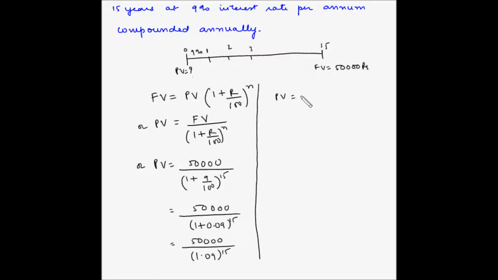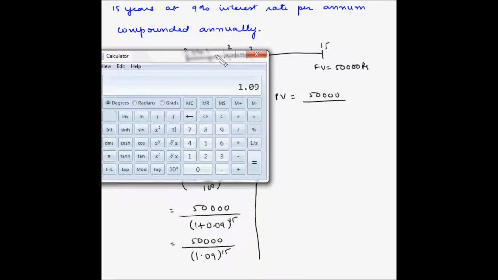So present value is equal to 50,000 divided by, let me put my calculator here, so 1.09, x to the power y, 15, so this is 3.64. Since 3.64 is in the denominator, we'll do 1 by x and then multiply it by 50,000, so this is equal to 13726.9. We can round it off to 13,727 rupees.